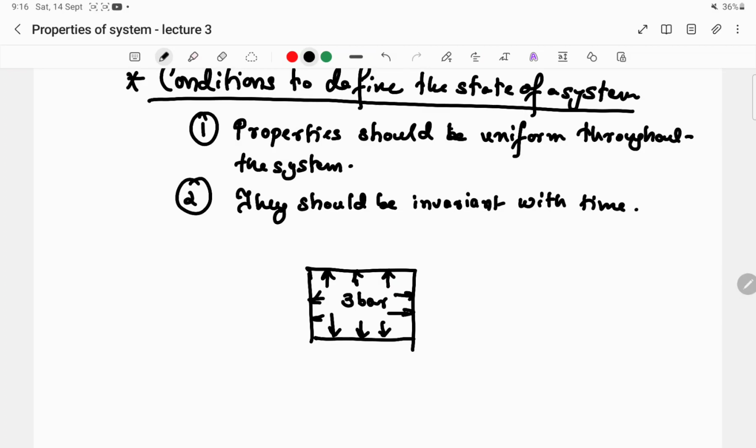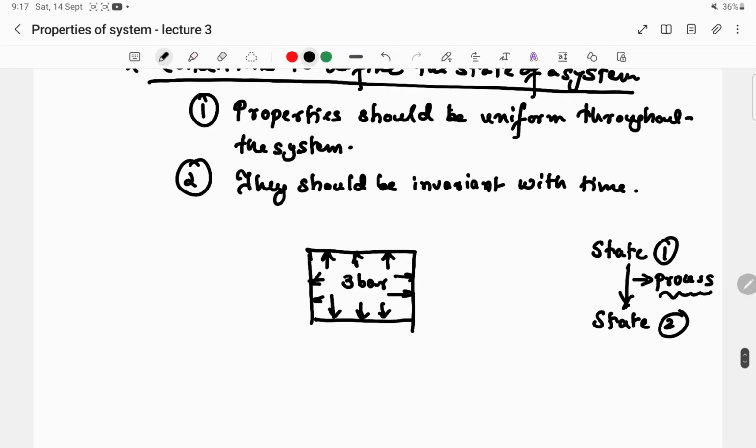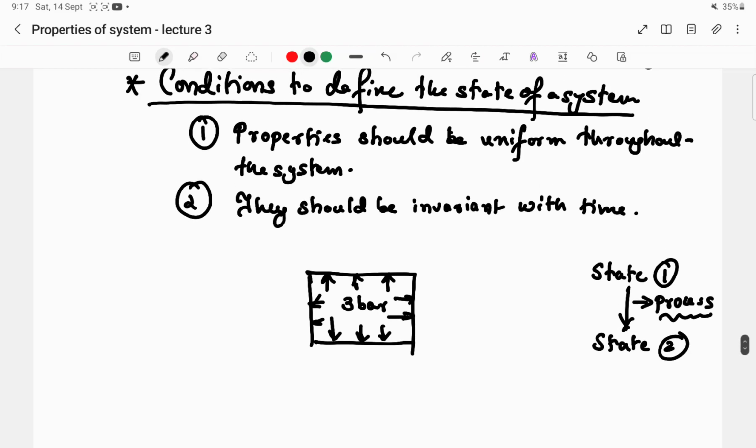So let's say this is state 1 and the state is not changing. And let me tell you one thing: when the state changes from state 1 to state 2, this is called a process. If there is a change in state, this is called a process. We are talking about a single state. In that case, the process is not happening, meaning it's not changing to state 2.